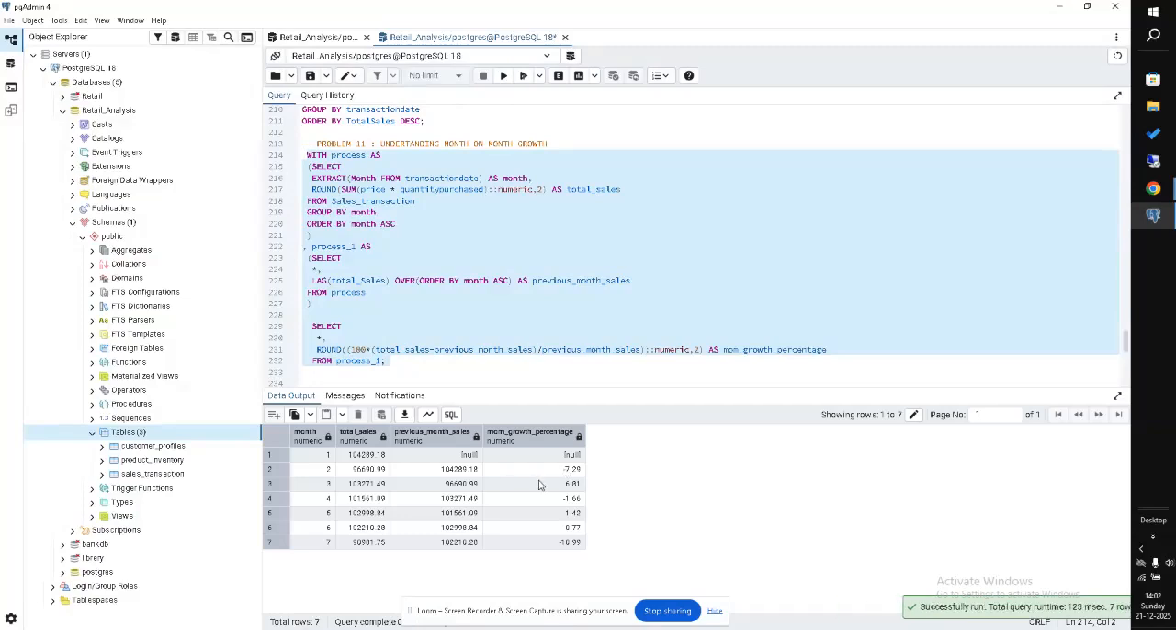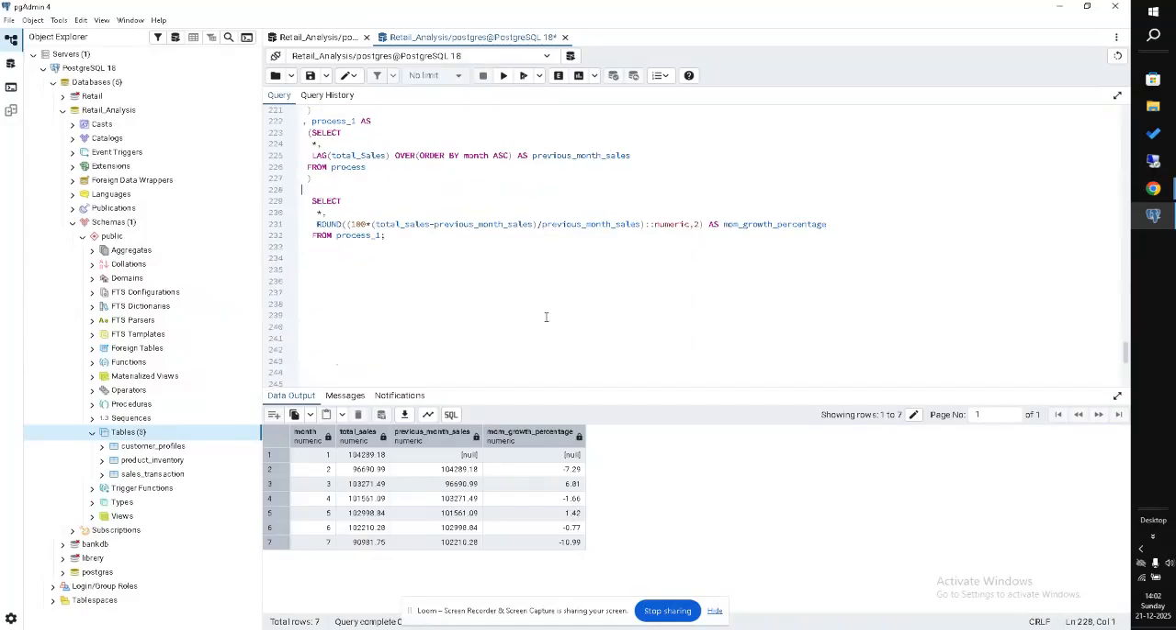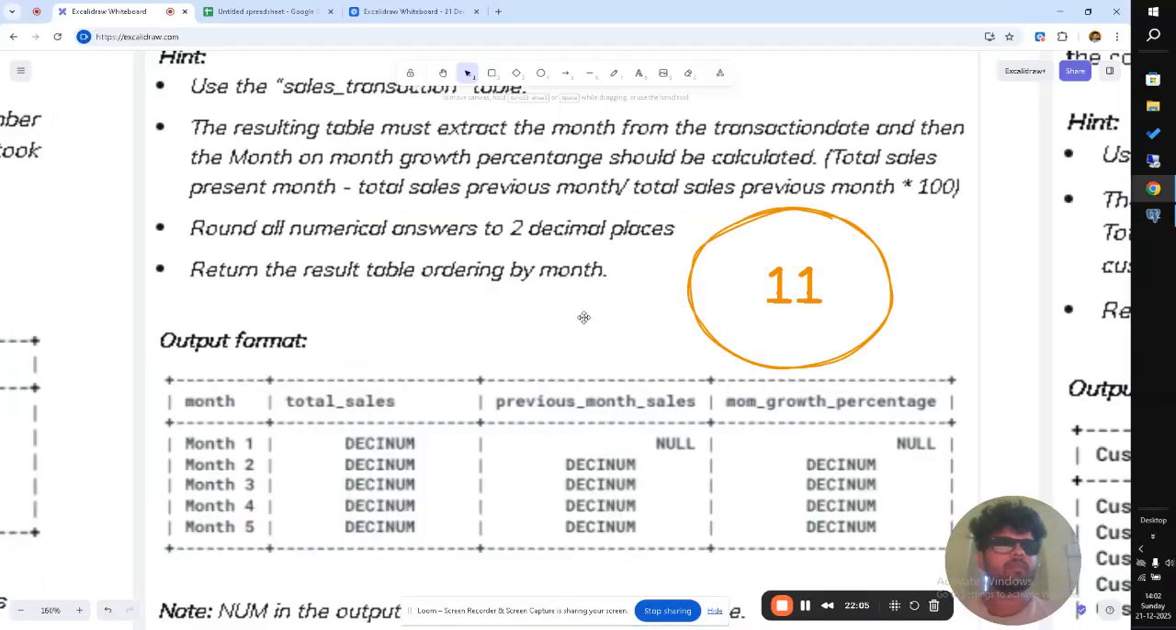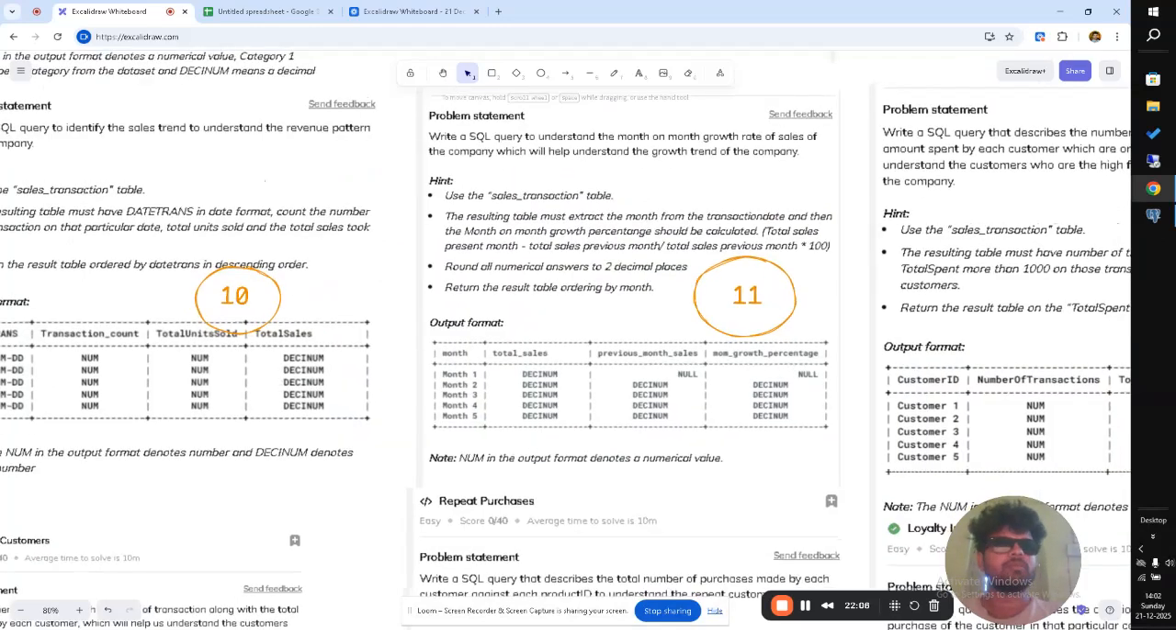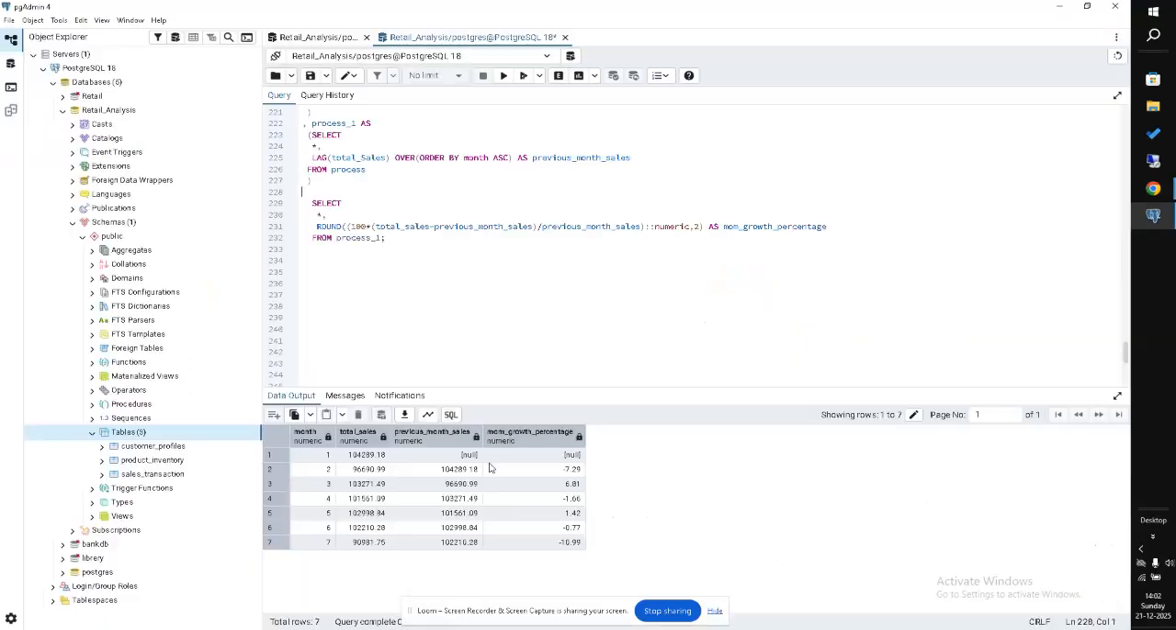We successfully found the month on month growth. As we can see, the second month is negative growth, the third month is positive, again the fourth month is negative, then positive. Now we have successfully solved the question, ordering by month.